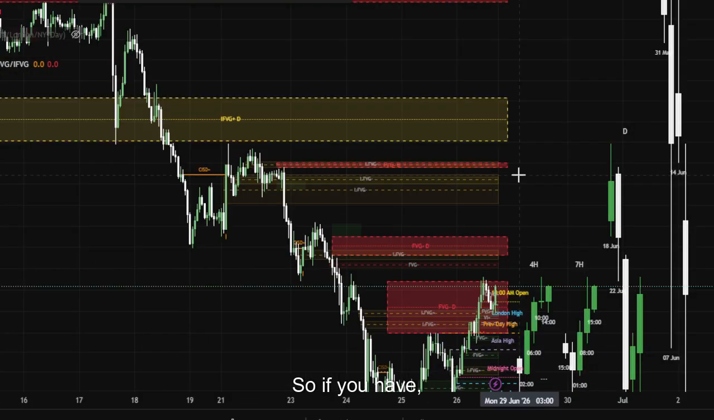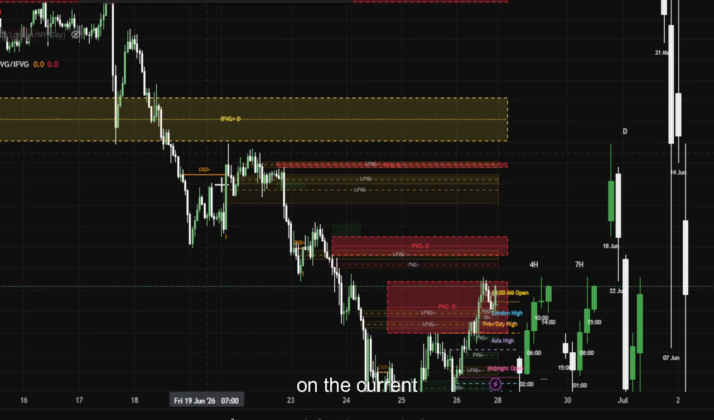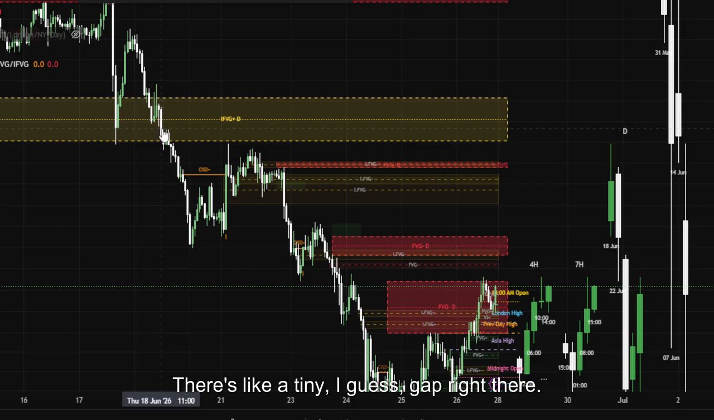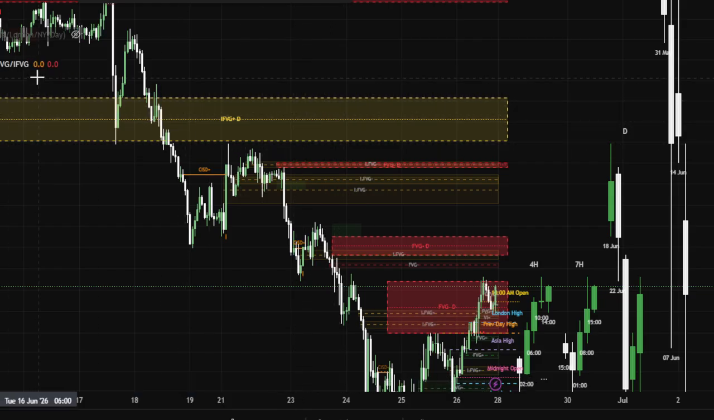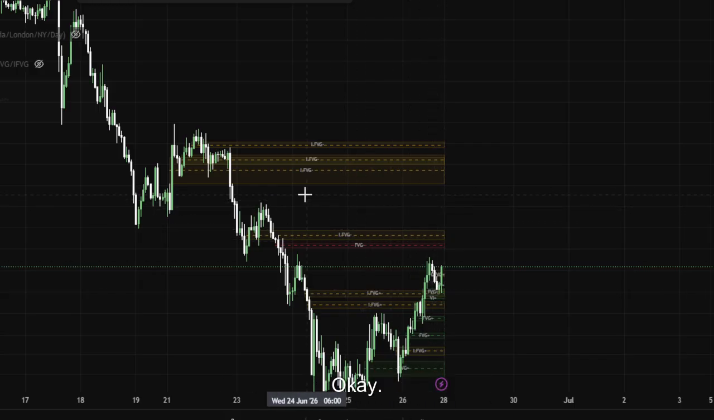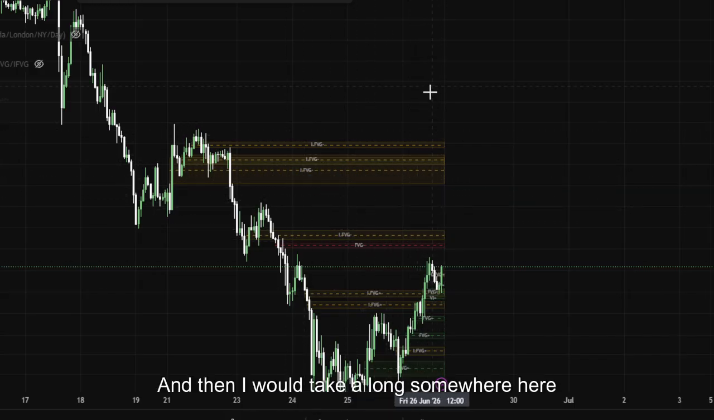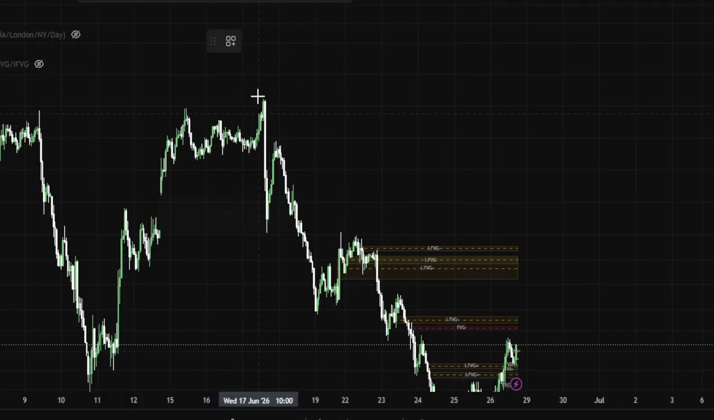So if you have, like this for instance, this is an inverted daily that overlaps with nothing on the current chart. Like a tiny, I guess, gap right there. But nonetheless, there's no obvious fair value gaps that this is overlapping with. So if I didn't have this marked out, this would just be blank. I would be trading, we're getting bullish signatures, okay, and then I would take a long somewhere here, thinking that we're going to go maybe clear these highs.